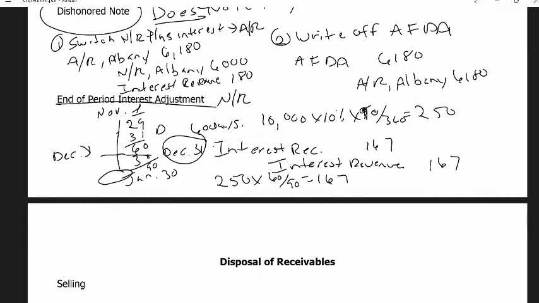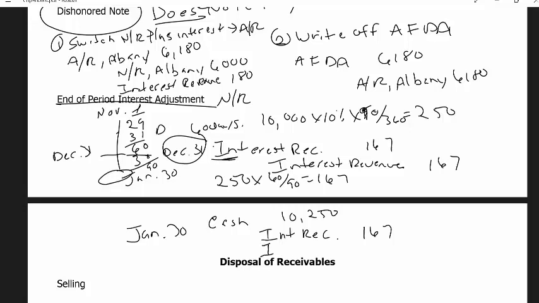And then when the note becomes due on January the 30th, I would need to go ahead and recognize the cash that I'm going to receive. I'm going to receive $10,250 cash. I'm going to receive my $10,000 originally owed plus the $250 worth of interest. I want to show that interest receivable that I booked on December 31st of $167. I'm receiving that now. I originally debited it. Now I'm going to credit it.